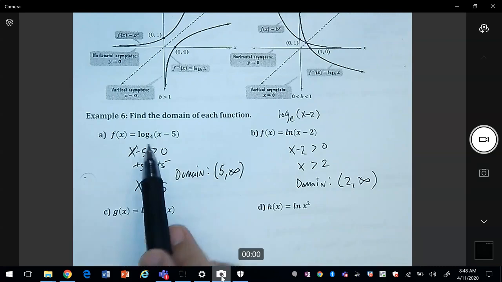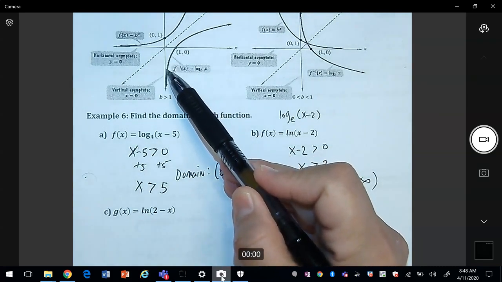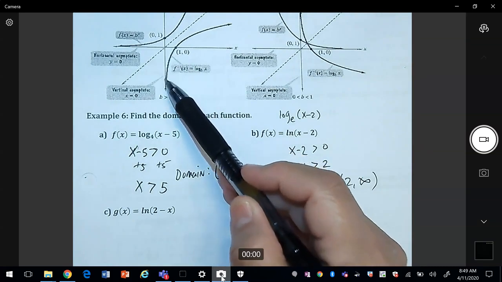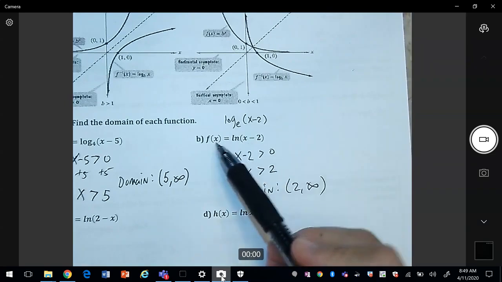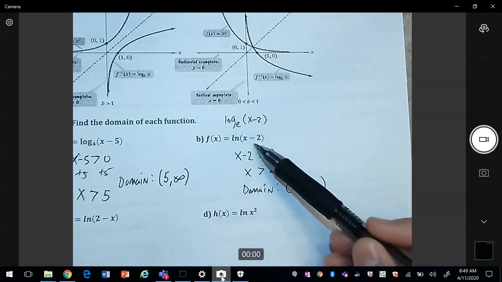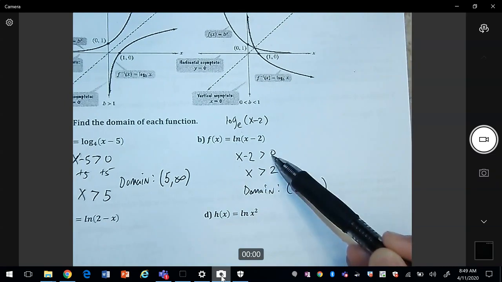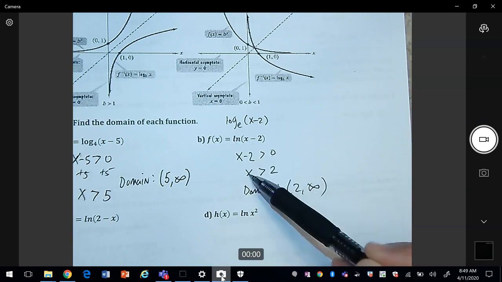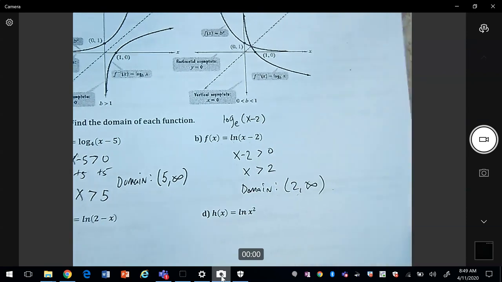We want it to be greater than 0 because you can see the graph here is going to get closer and closer to 0, but it's never going to get to it. And then for b, we have the natural log, which is the same as log base e. We still set the inside parentheses greater than 0. So x minus 2 greater than 0 gives x is greater than 2, so my domain will be from 2 to infinity.